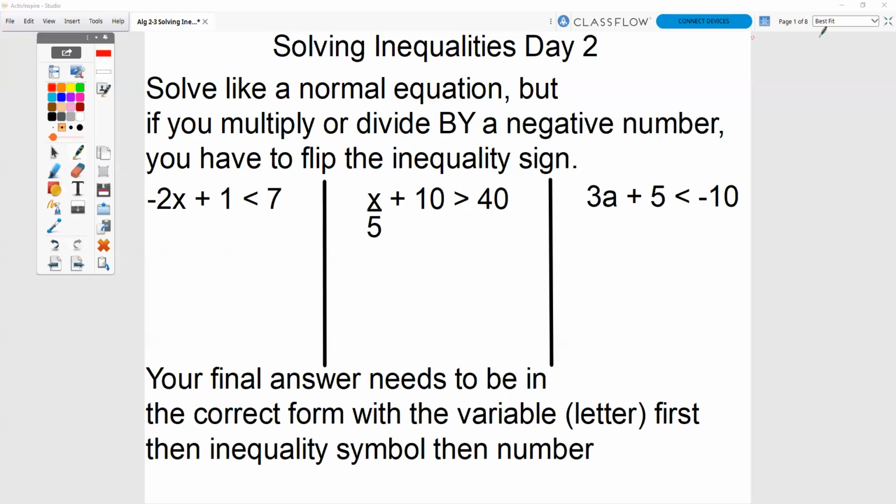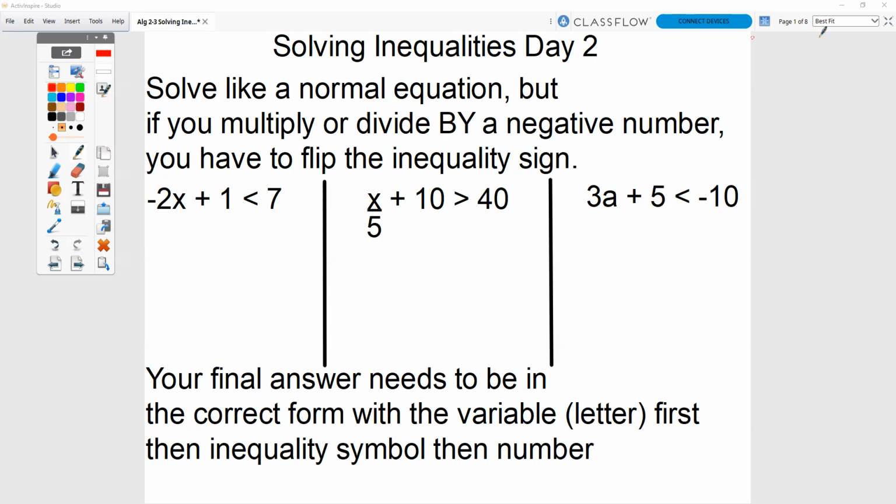This is the video for solving inequalities day 2 for algebra. When you solve multi-step inequalities, you always want to solve like a normal equation. But if you multiply or divide by a negative number, meaning that the bottom number is negative, you have to flip the inequality sign. So a less than would become greater than, a greater than would become less than, but only if you multiply or divide by a negative.